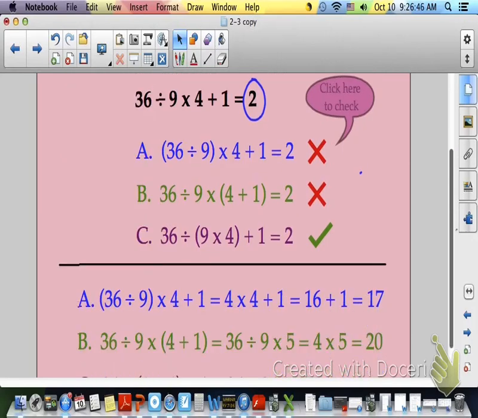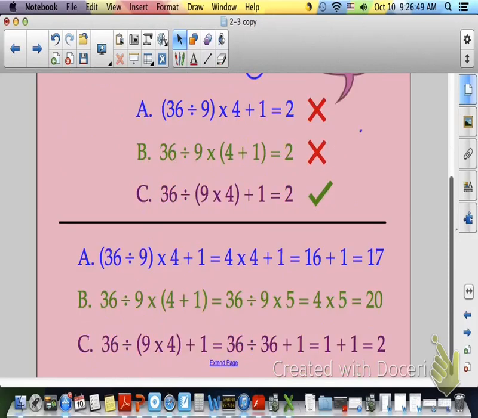Okay. So that's what you were doing, right? Yeah. And you did it all in your head. So the first one is 17, the second one was 20, and the third one was 2. Isn't that cool how many different answers you can give with the same exact numbers and different operations, or same operations, but just moving the parentheses around? Totally changes everything.